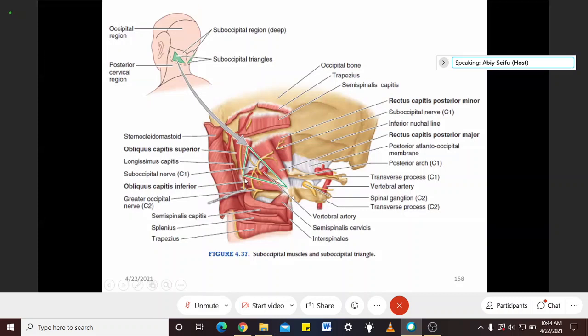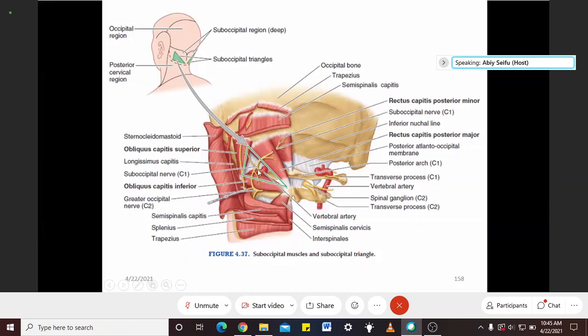The superior one originates from the posterior tubercle of the transverse process of C1 and inserts on the mastoid process, somewhat medially, up to the mastoid process of the temporal bone. Therefore, those muscles form a triangle. This triangle is called the suboccipital triangle.